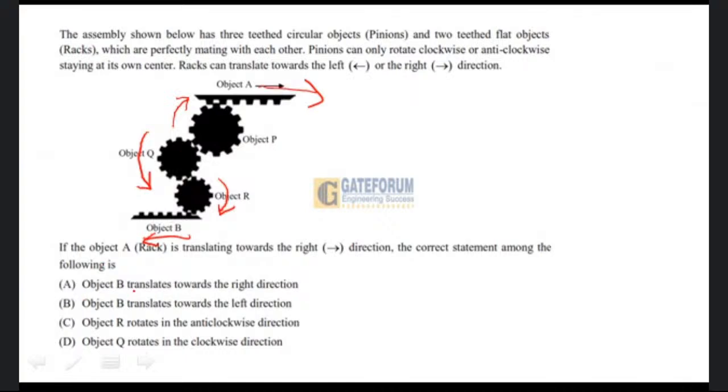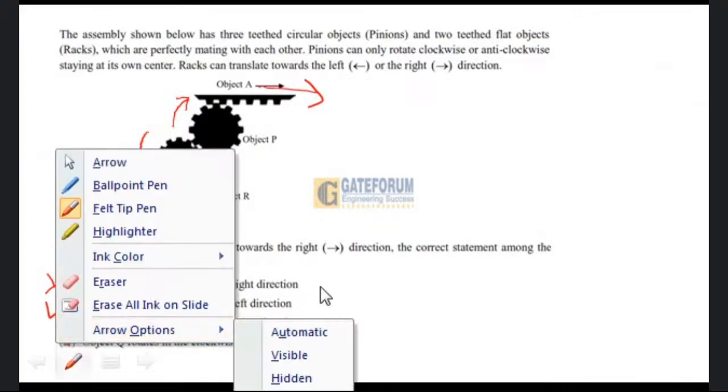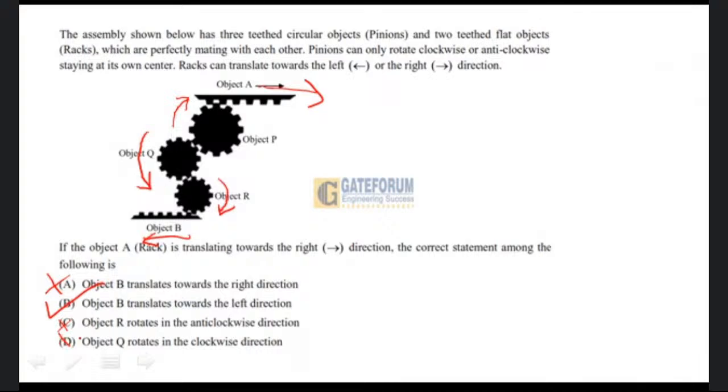Object B, the last one, translates towards the right direction. No, this is wrong. It translates towards the left. Object B translates, this is right. Object R rotates in the anti-clock direction. No, this is wrong. Object Q rotates in the clockwise direction. No, this is wrong. So obviously it is this one only.